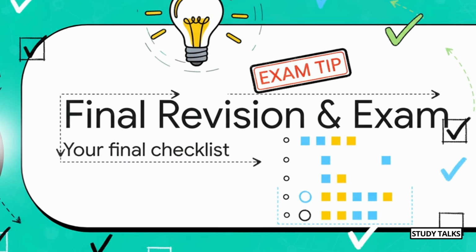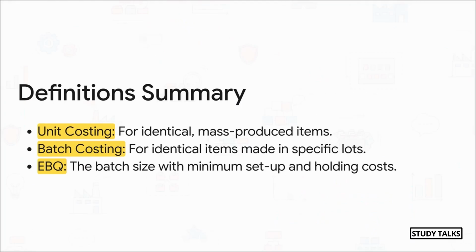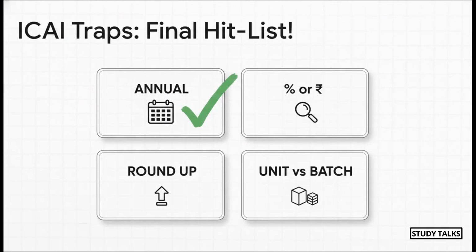All right, we have covered all the core concepts. Now let's pull everything together into a final, rapid-fire revision checklist. This is to make absolutely sure that all this crucial info sticks in your brain for the exam. Let's do a super quick recap. Unit costing? That's for identical mass-produced stuff, like cement. Batch costing? That's for identical items, but made in specific lots, like medicines. And EBQ? That's our magic number, the perfect batch size where your combined setup and holding costs hit their absolute lowest point.